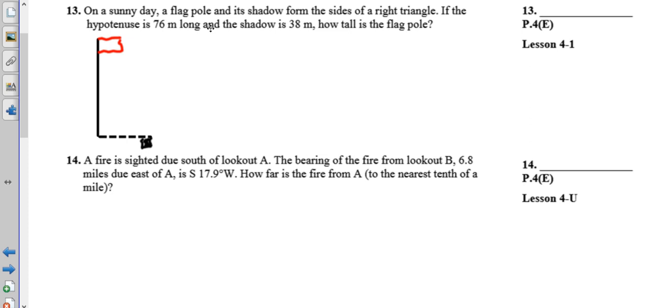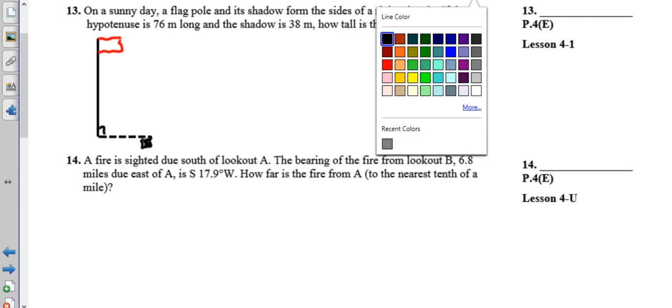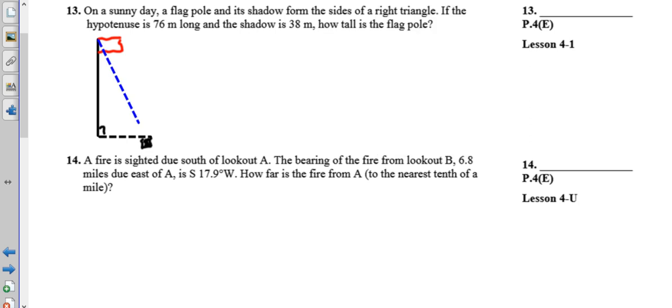So there's a shadow. It says it forms the sides of a right triangle, so this is a right angle here. If the hypotenuse is 76 meters long, and that hypotenuse isn't an actual part of the picture, so I'll do it as a dotted line. So the hypotenuse of this is 76 meters long, and the shadow is 38 meters. How tall is the flagpole? So this is what we want to find here. We want to find the y.